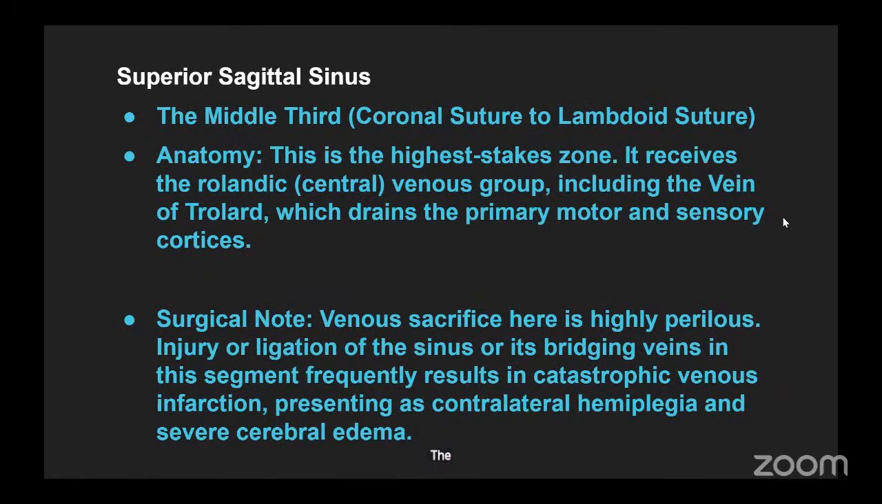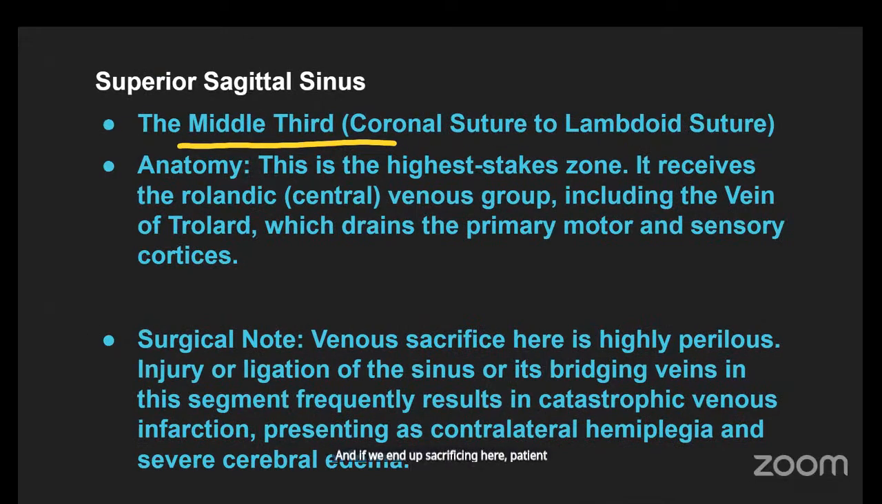The middle third is the highest stake zone. We know this already. It receives the Rolandic venous group. We are going to discuss the venous groups. This is a different classification. The classification that is in MEFT is very different for venous groups, but we are going to discuss them. So the middle third receives the vein of Trolard. We all know that. The superior anastomotic vein, which drains primary motor and sensory cortices. So this is a no-go region. And if we end up sacrificing here, patient can have venous infarction, which is going to be catastrophic, resulting in significant neurologic deficit post-op.